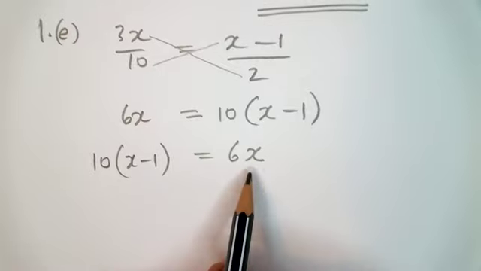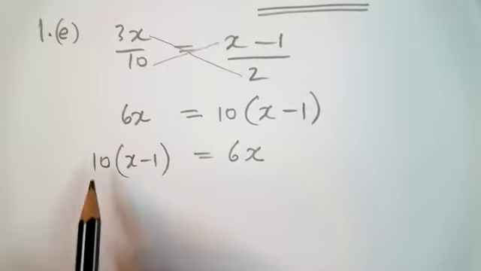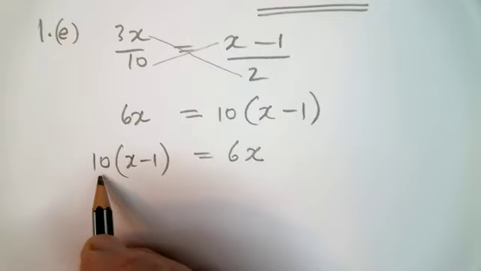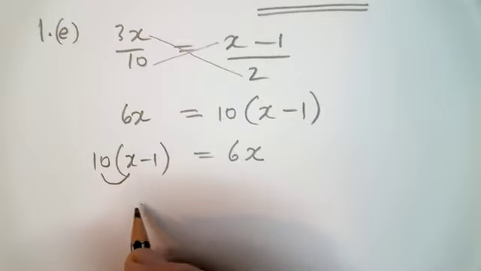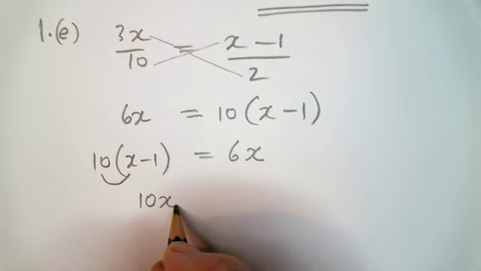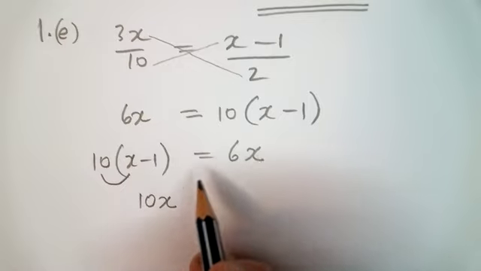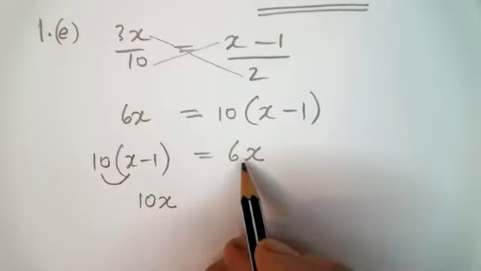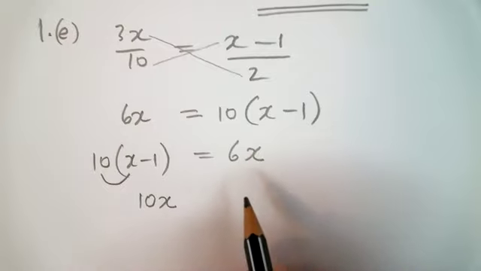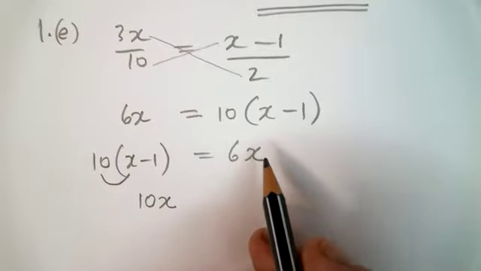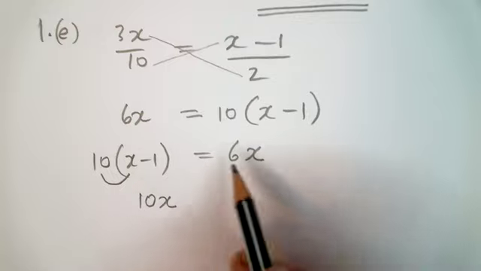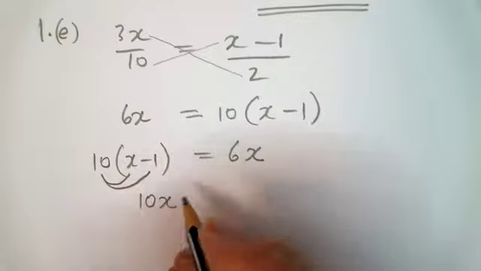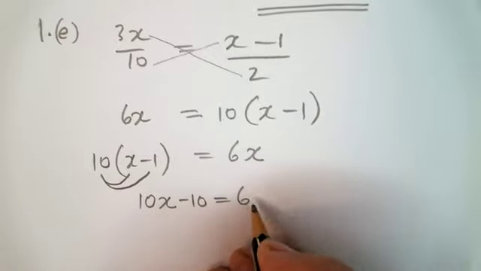I actually prefer it this way around because in terms of planning, I've got all the positives now on the left-hand side. And I'll show you what I mean by that. Because when I go 10 times x, I get 10x. And if I'm going to later on take away 6x from my 10x, I get positive 4, rather than taking the 10x away from the 6x, which leaves me a negative 4, which doesn't matter, by the way. But it's just more convenient. I just like positives rather than negatives. Right, so 10 times minus 1 is minus 10, and that's equal to 6x.